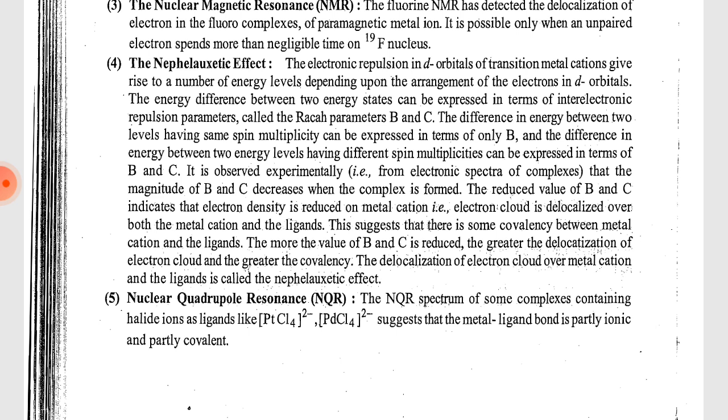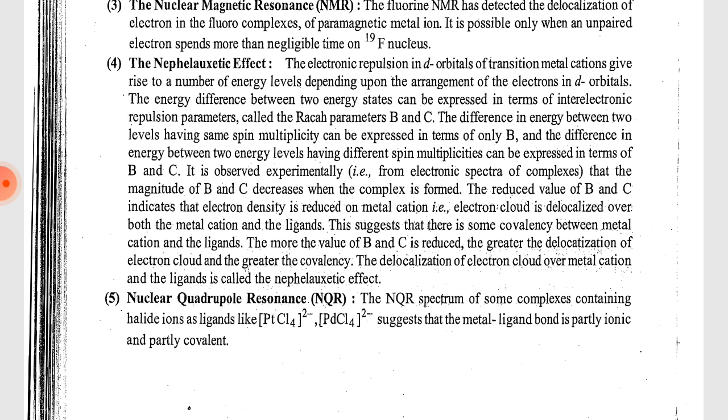The difference in energy between two levels having the same spin multiplicity can be expressed in terms of only B, and the difference in energy between two energy levels having different spin multiplicity can be expressed in terms of B and C. It is observed experimentally from electronic spectra of complexes that the magnitude of B and C decreases when the complex is formed.